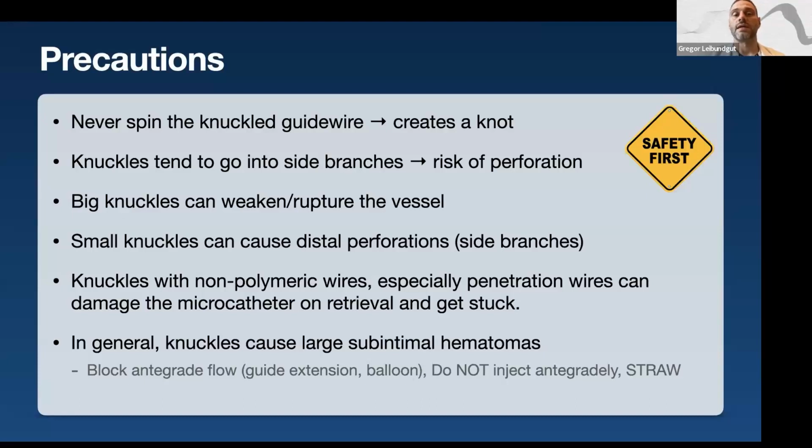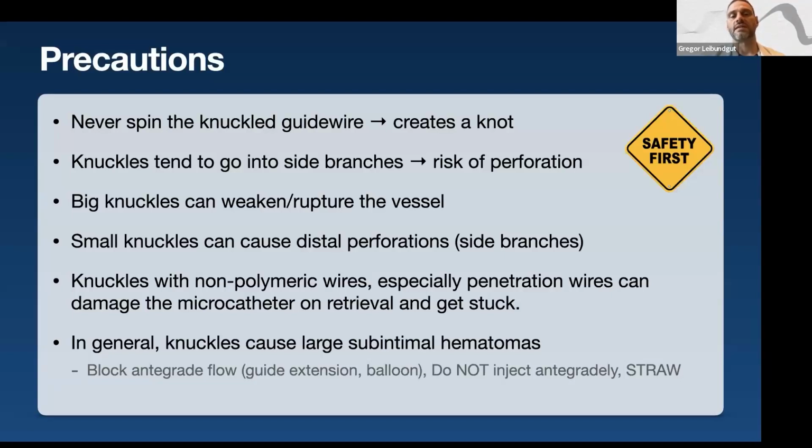Knuckles tend to go into side branches. I said that, and there you have the risk of perforation. So make sure that you know your vessel course, or that it actually makes sense in an ambiguous course of a proximal right. For example, you can check if it's going to the right distal portion and not into an RV branch, for example, on an RAO projection.